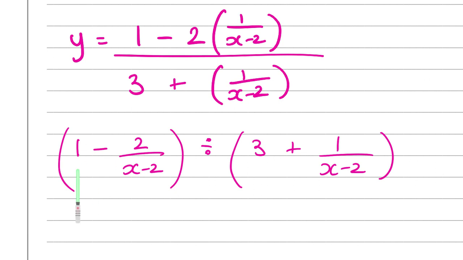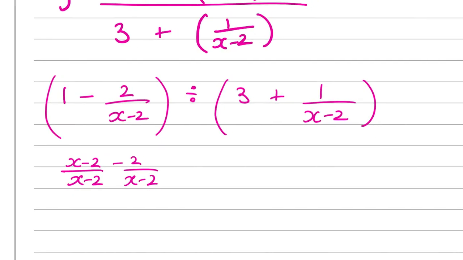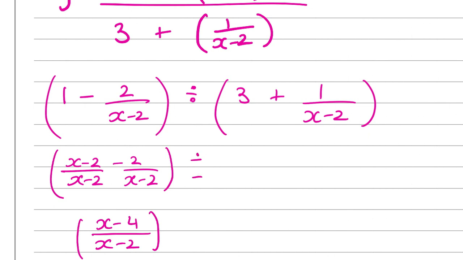Now, to add fractions, what do I need to have? Same denominator. So I need to make sure this is the same denominator. So is everyone happy that the whole 1 is represented as x minus 2 over x minus 2, minus 2 over x minus 2? This is now going to give me x minus 4 over x minus 2. So that's the left-hand side done. Remember, this is divided.